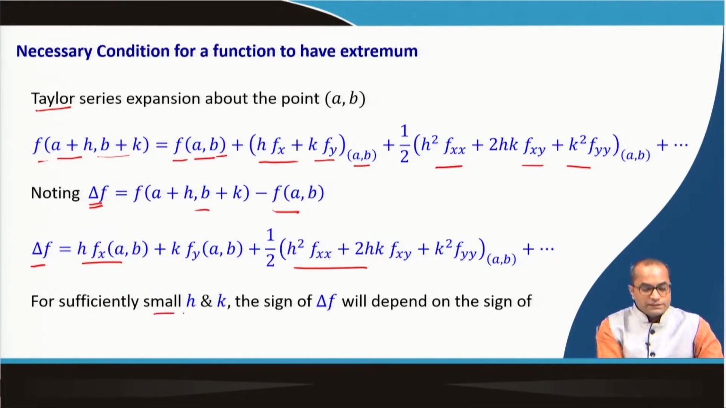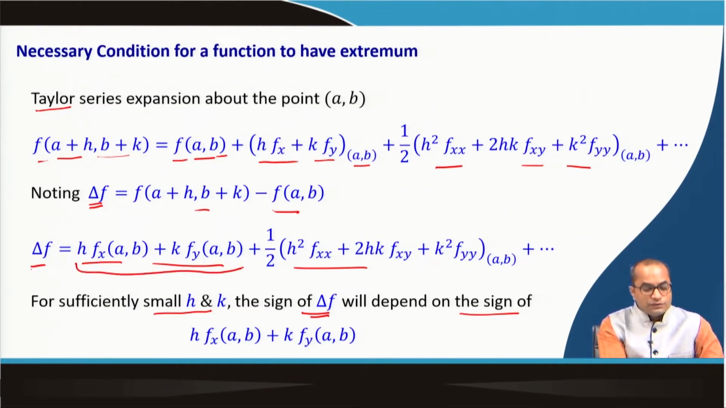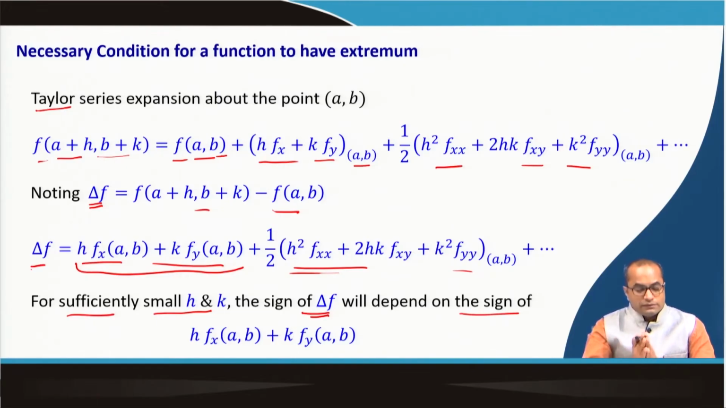So, for sufficiently small h and k, the sign of this delta f will depend on the sign of the first term. This is important to realize, and on the next slide I will give an example of how this is happening. Here delta f is equal to these first order terms in h and k, then we have square terms in h and k. So, if we choose h and k sufficiently small, why the word sufficiently small is coming will also be clear in the next slide.